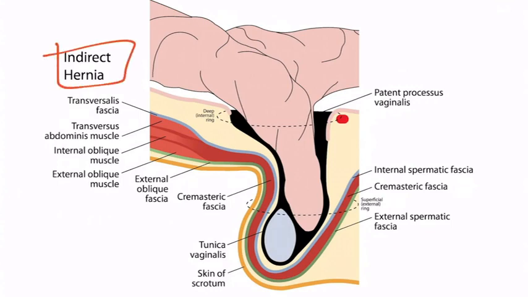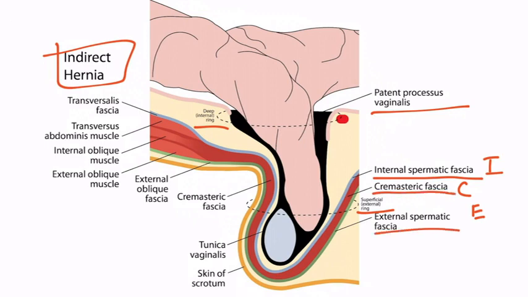See how the intestines have pressed through the patent processus vaginalis. So the intestines have traveled through the deep inguinal ring and the superficial inguinal ring. And as mentioned before, the intestines will be covered by all 3 layers of the spermatic fascia. Remember ICE: the internal spermatic fascia, the cremasteric fascia, and the external spermatic fascia.